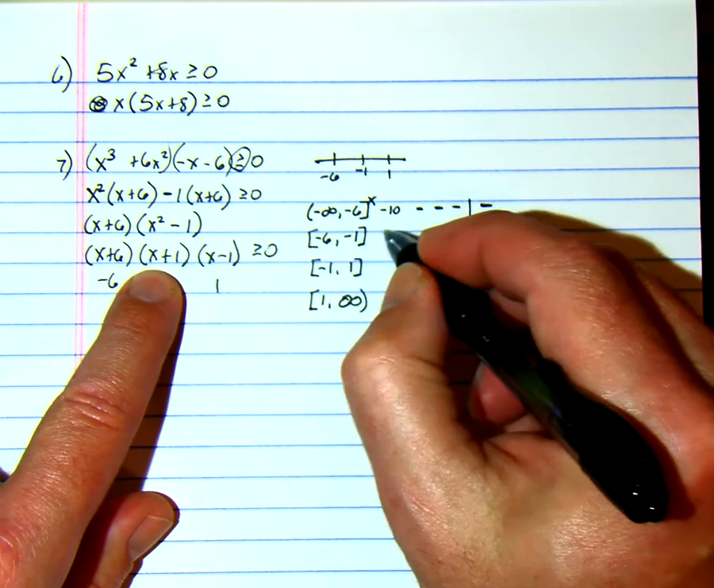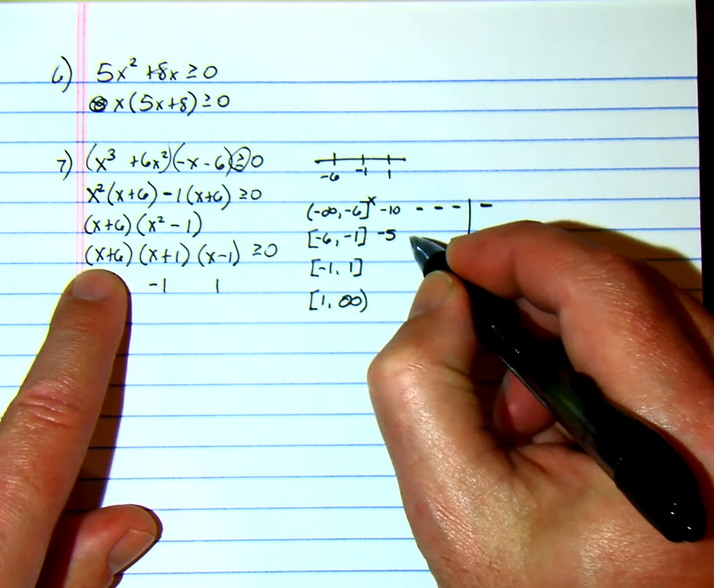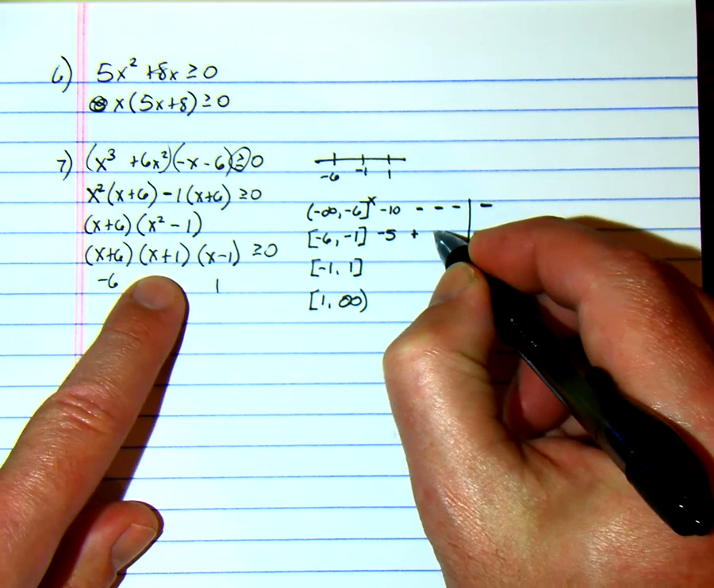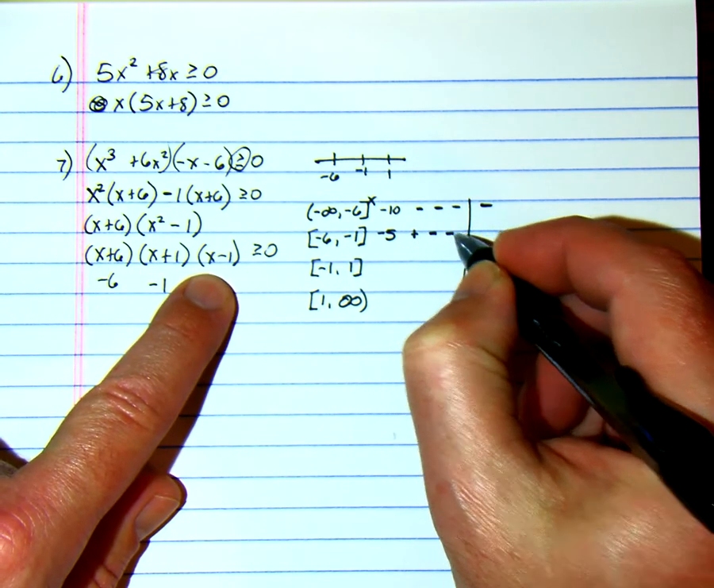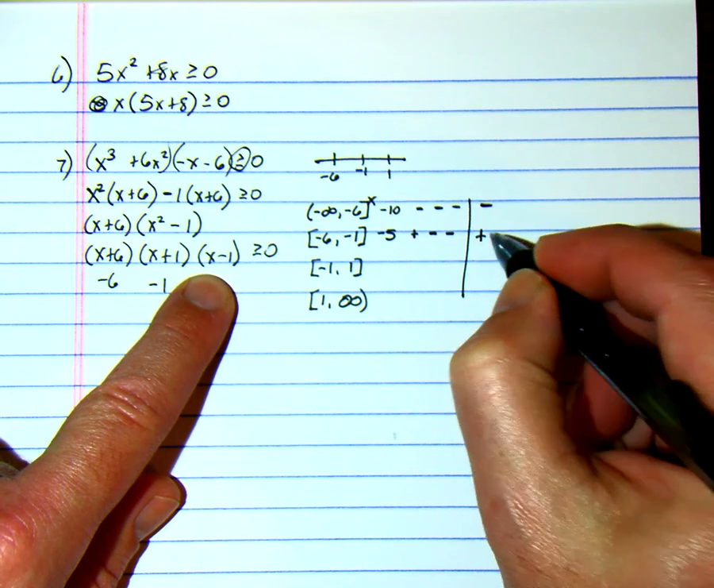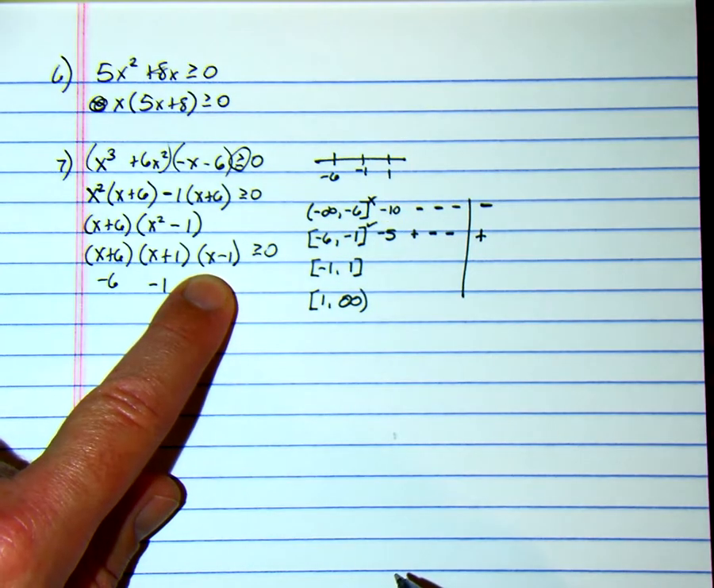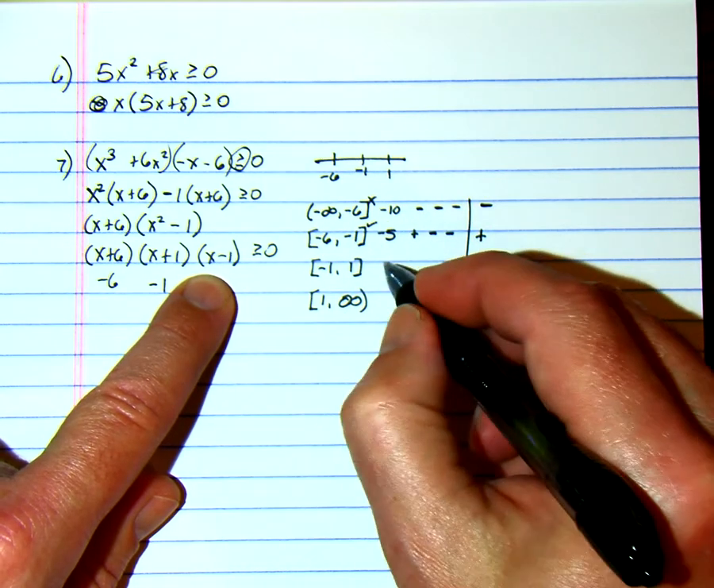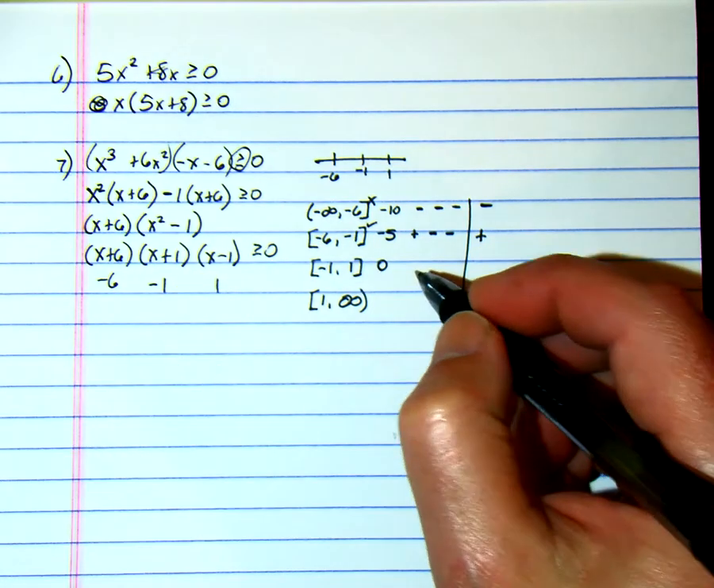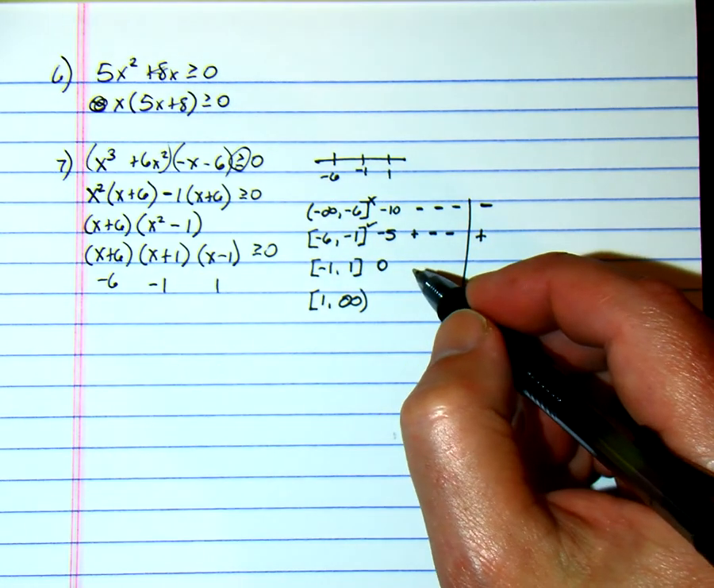Okay, between negative 6 and negative 1 is negative 5. So that's going to give me a positive here, but it's going to give me a negative on this one and a negative on that one. So that means it's going to be positive, which is what I want. So that's part of my solution set. 0 is between negative 1 and 1. So again, we're going to start testing on 0.